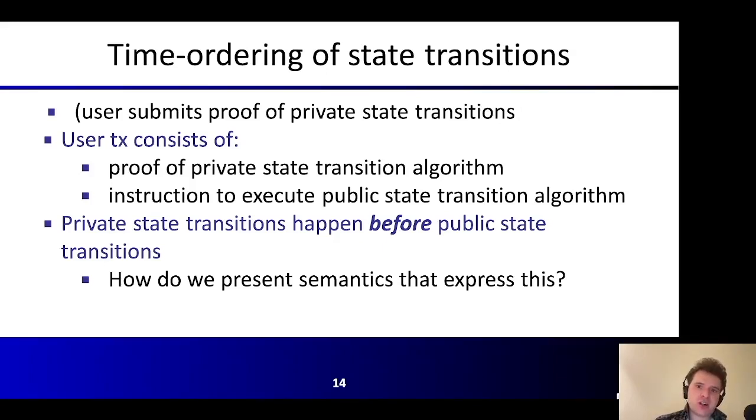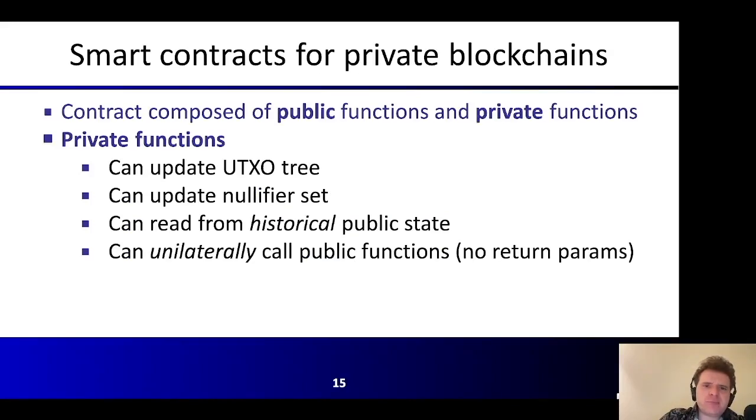Private state transitions are similar. However, the ordering is different. So for a private state transition, the rules of the contract are going to be defined as a ZK SNARK circuit. So instead of there being a blob of Ethereum bytecode existing in the chain, there is instead going to be a verification key for every private state transition. I think this slide is actually going to be a bit more beneficial to describe this.